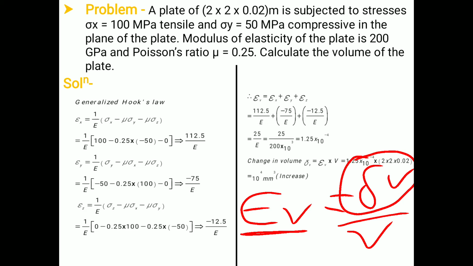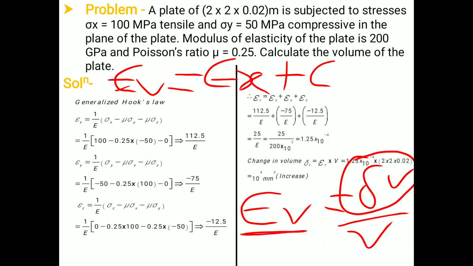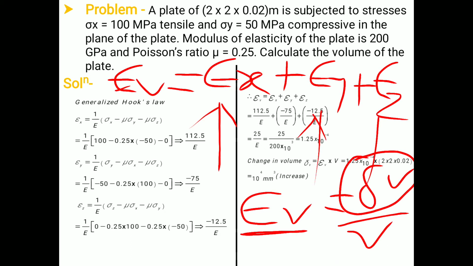Now the volumetric strain is given by the strain in x direction plus strain in y direction plus strain in z direction. The summation of all the strain along x, y and z direction is nothing but the volumetric strain. To find out the value of volumetric strain we will require to find out the value of epsilon x, epsilon y and epsilon z by using the concept of generalized Hooke's law.